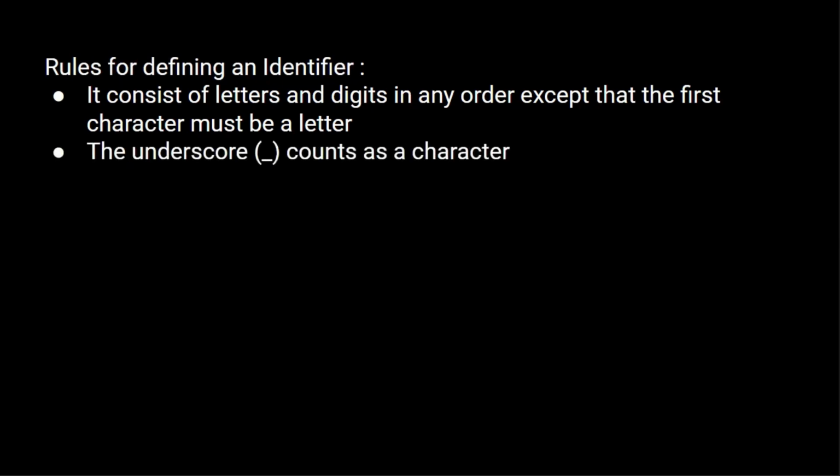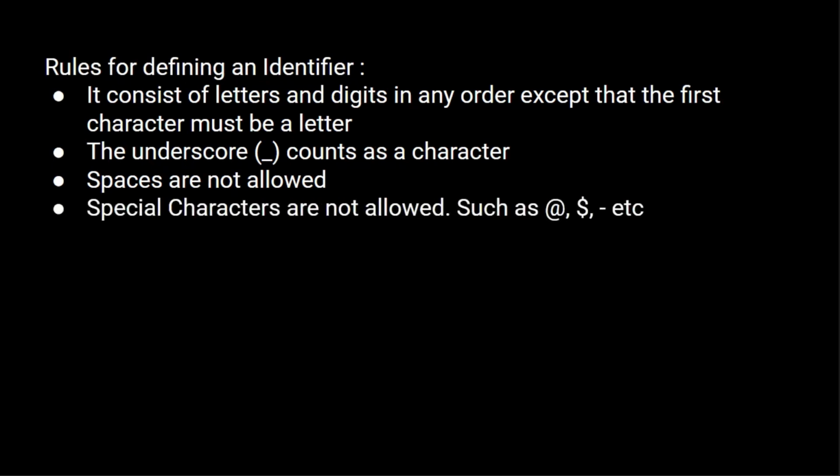The second rule says that we can use underscore as a character. Only underscore is allowed in identifier names. Spaces are not allowed. Whenever we are defining an identifier, we should take care that we are not using any space. Then special characters are not allowed, like at the rate, dollar, even hyphen is not allowed.